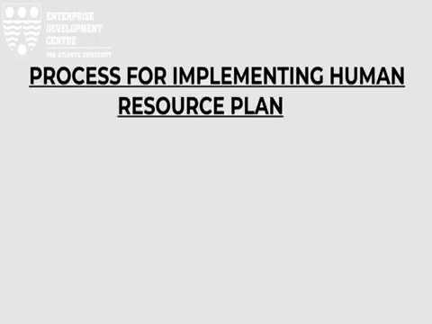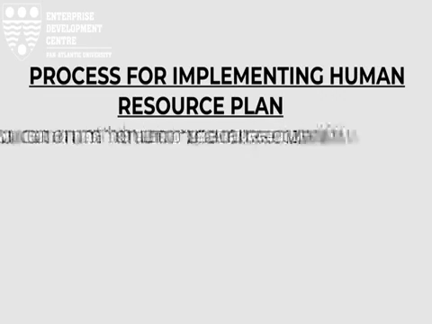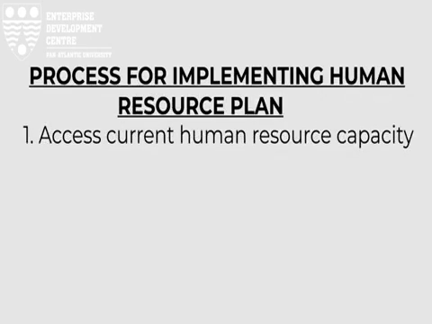There is a process for implementing the HR plan, which involves 6 steps. Step 1 is to assess your current HR capacity. This means analyzing the HR strength of your organization across factors including employee numbers, the employee skills, their qualifications. You look at their experience, age, etc.